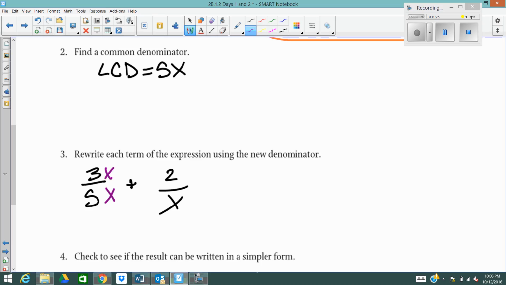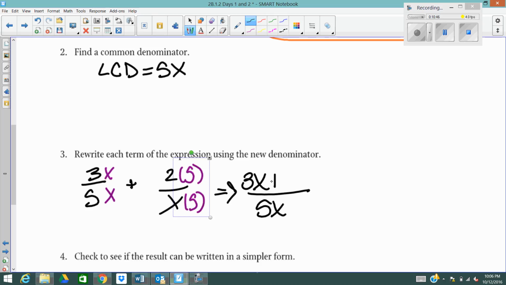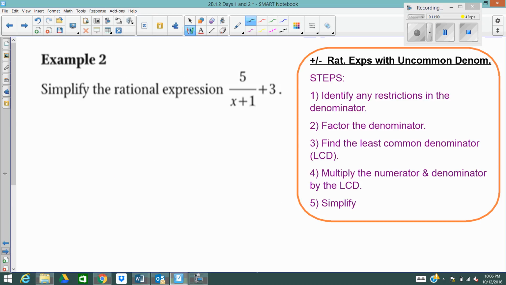2 over x already has the x, what it does not have is the 5. So if you multiply the top and bottom by 5, we get our common denominator, and we're not really changing the value. So now this is my common denominator of 5x. In my numerator now I have 3x plus 10. Nothing factors, so that's my final answer. These get easier with practice, and tomorrow we'll be practicing some more. All right, let's go ahead and turn the page.